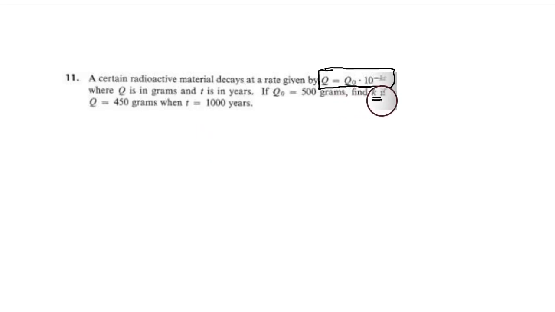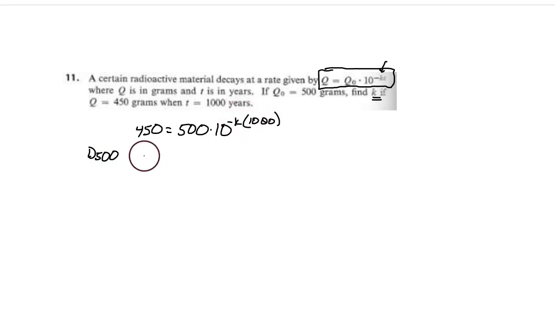We're asked to find K, so we have to be able to substitute numbers into every other variable except where the K is. So for the letter Q, fill in 450. For Q sub 0, fill in 500. In the exponent of the 10, there's a negative, then the K, and then for T, fill in 1,000. As we start to solve this, we could divide by the 500 to get the 10 to the exponent part alone. This makes 0.9 equal to 10 to the negative 1,000 K.